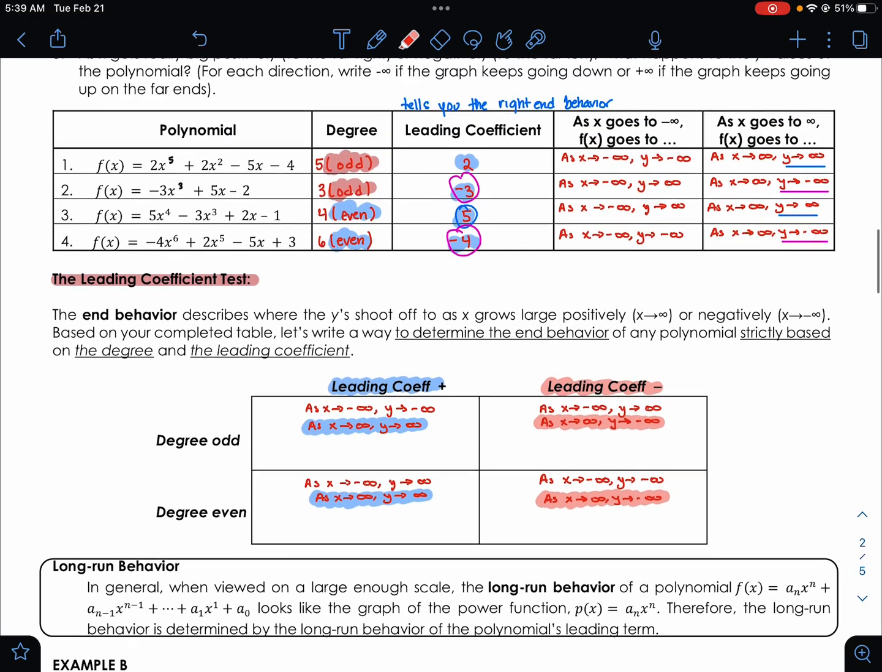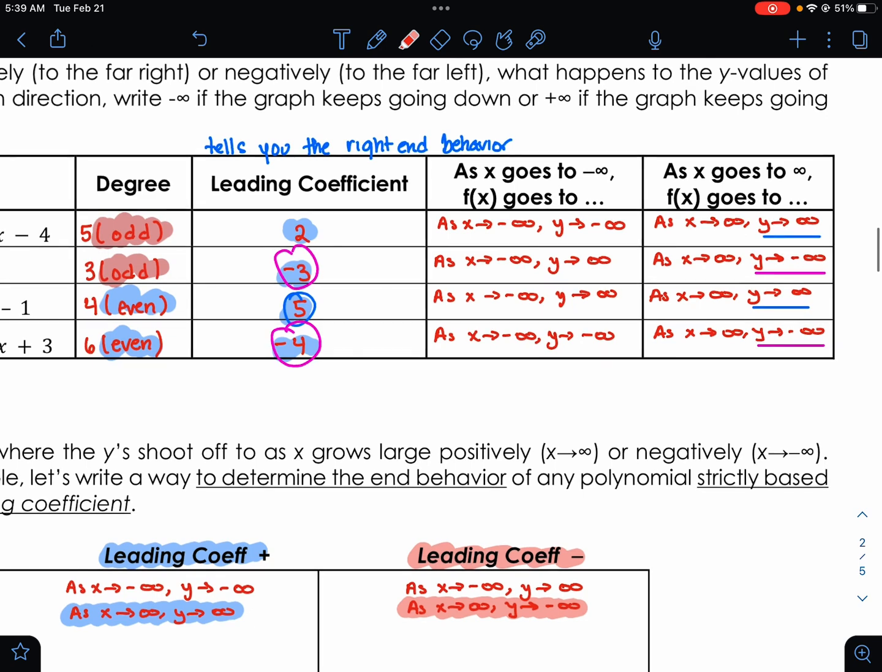Then the next question is, how do you figure out the left end behavior? When you have an even degree function, so when you have 4 and 6, you'll notice that the left end behavior and right end behavior are the same. What do I mean by that? As x approaches negative infinity, y approaches positive infinity. As x approaches positive infinity, y approaches positive infinity. Same thing here. When you have a degree that's 6, or an even number, x approaching negative infinity, y approaches negative infinity. And as x approaches positive infinity, y approaches negative infinity.